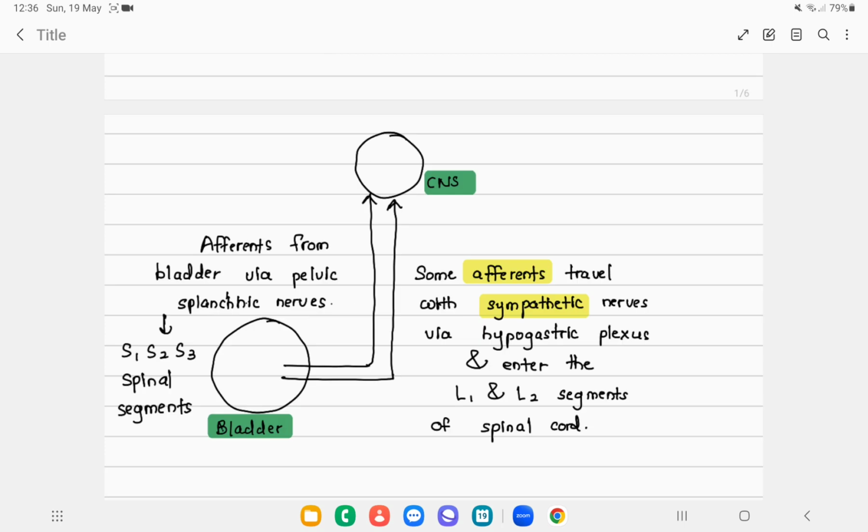Sympathetic afferents also travel with these sympathetic nerves, traveling via the hypogastric plexus and entering the L1 and L2 spinal segments. Then the parasympathetic nerves travel via the pelvic splanchnic nerves.